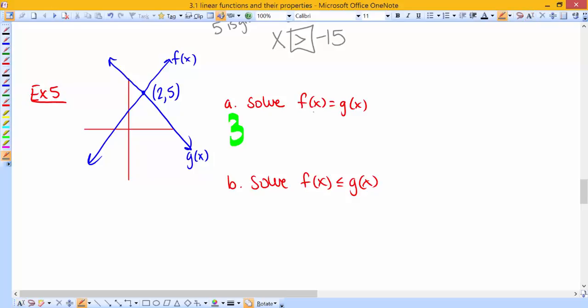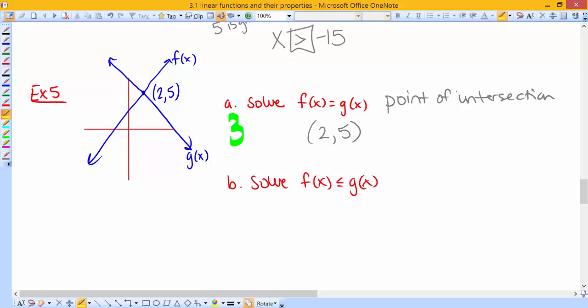So when it says solve f of x equals g of x, I want their point of intersection. So looking at this graph, their point of intersection is (2, 5). So that one is relatively simple. Now when I get to b, though, it's not as easy.